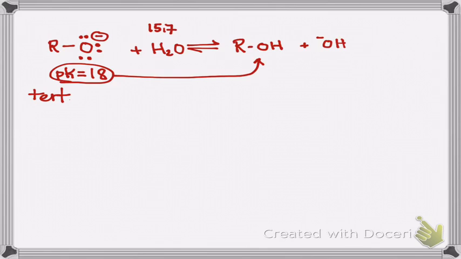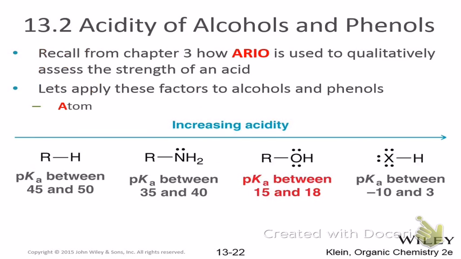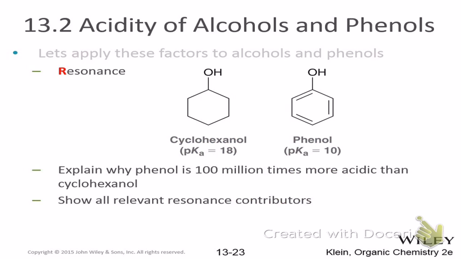Make sense? So this is why we're going to go over ARIO, so we can understand what makes different acids and bases stronger. Did you guys need info off this slide still? So, we're just talking about alcohols, so the atom doesn't matter, because in an alcohol the H is always on an O. And orbital doesn't matter because the H is always on an O. It's the same kind of oxygen.